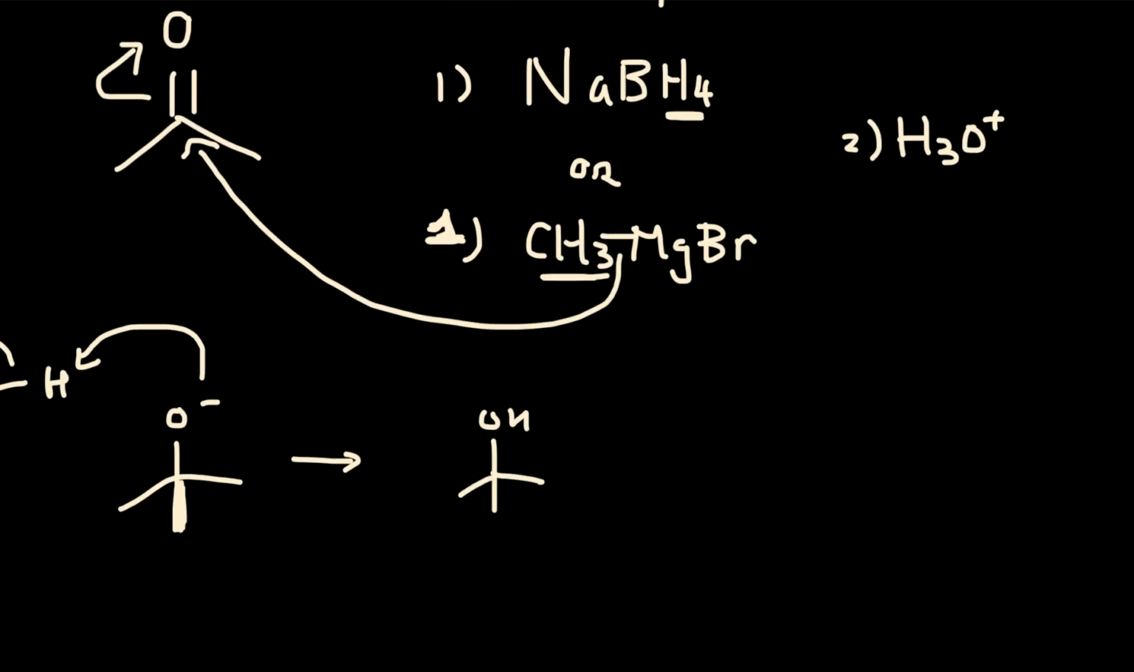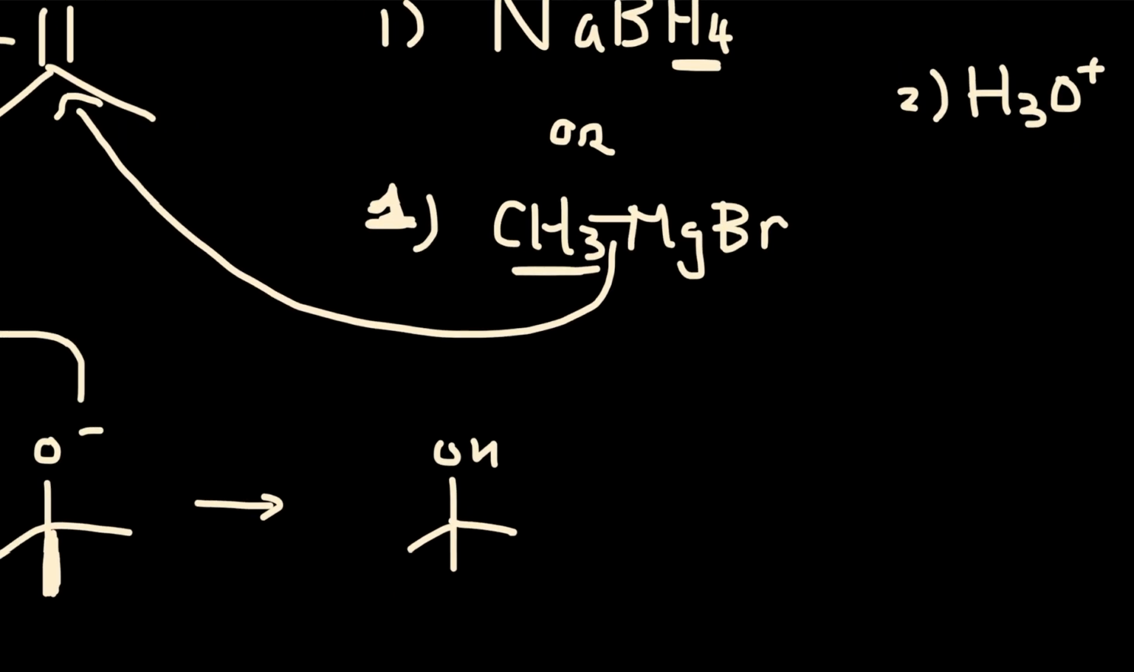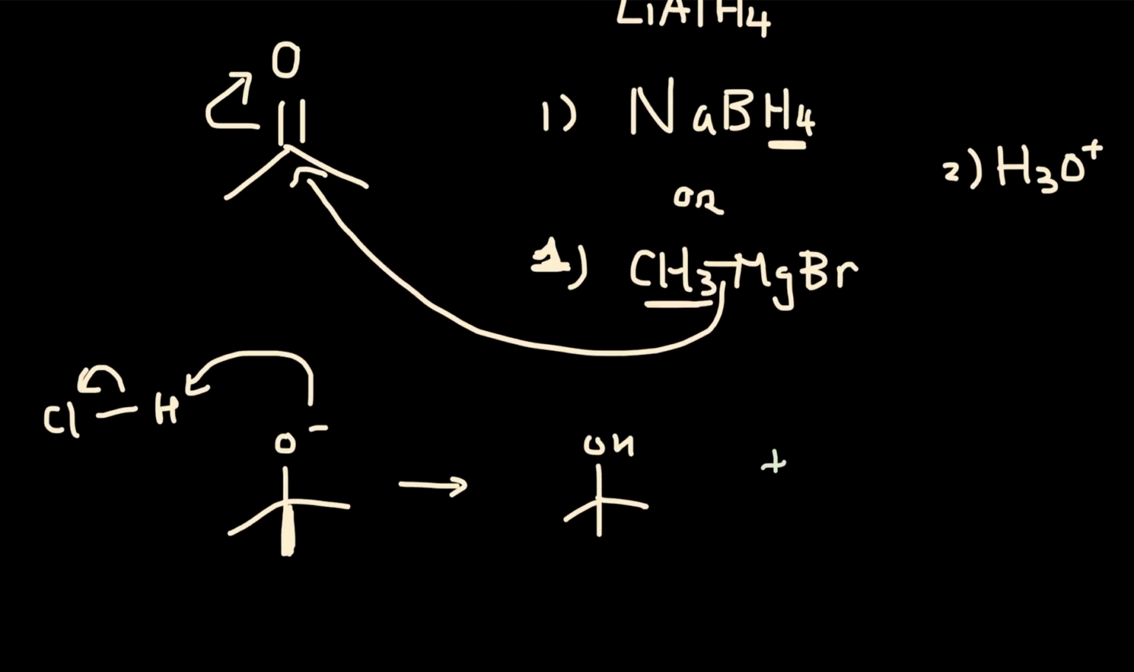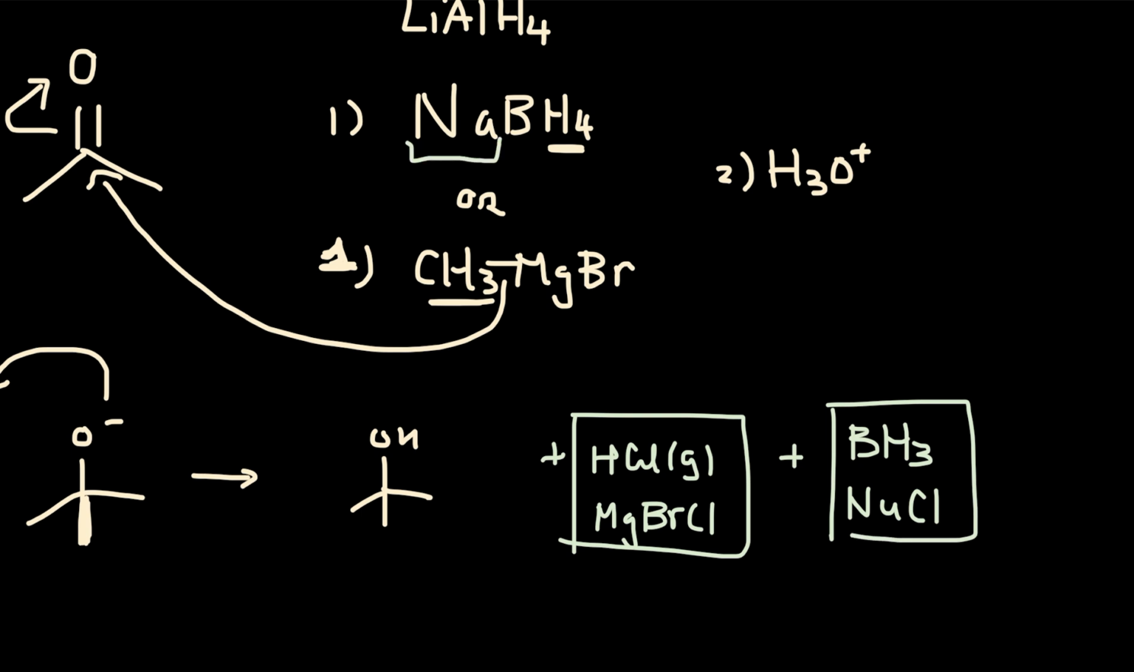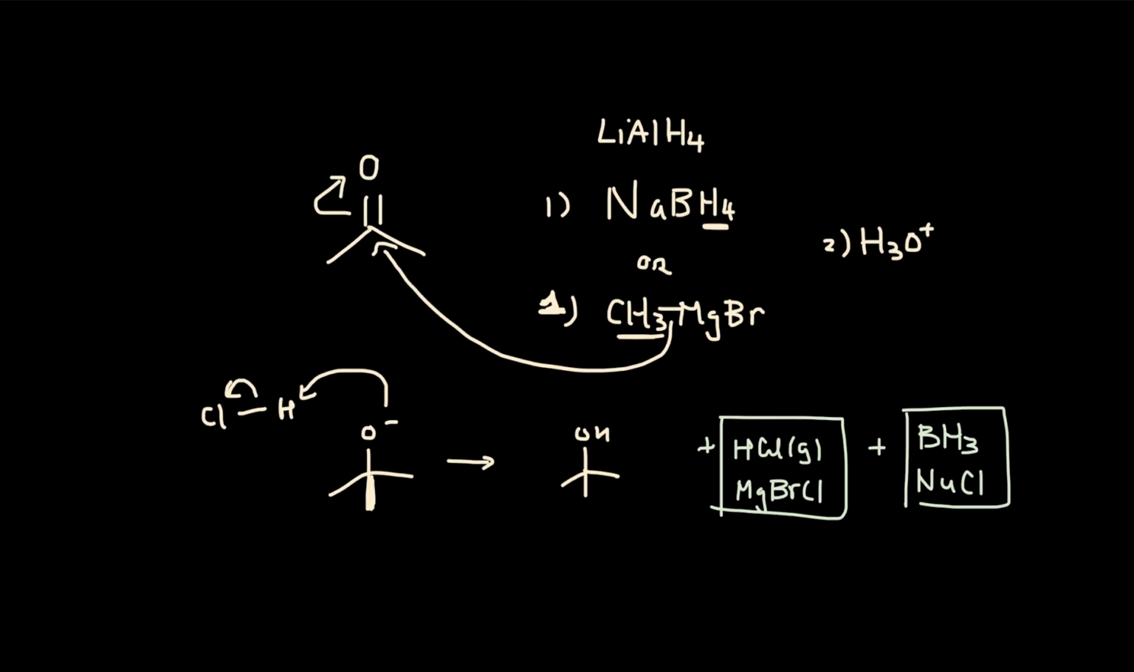is that you have some side products. So if we were using Grignard reagent, we would have an HCl gas, which is why we need to use a gas trap to prevent the fumes, as well as an MgBr with a chloride. Whereas if you used the reduction reaction, your product will include some salt, NaCl, as well as a BH3.